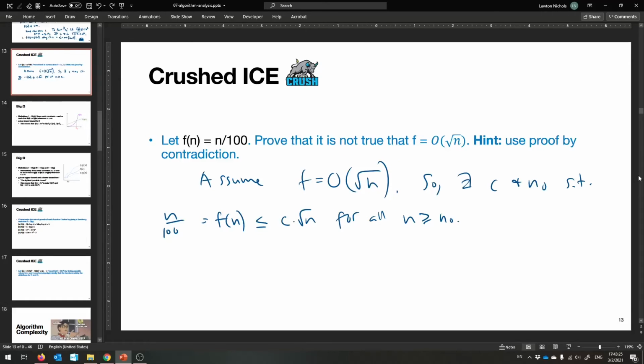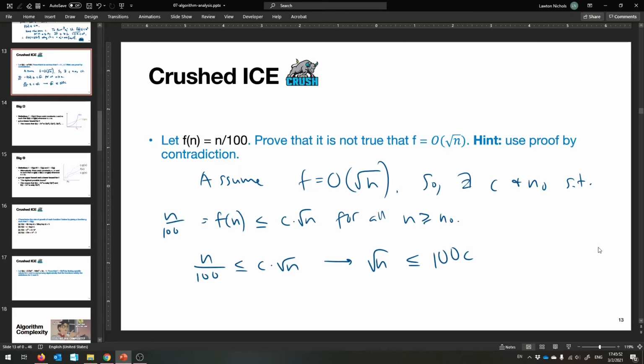Okay, so here we go. N over 100, and we need to find values where this is not true. C square root of n. How can we do that? How in the world are we going to do that? Well, let's try and get the n's on the same side. If we divide by n and then multiply by 100, this can be turned into n over square root of n, and n to the 1 over n to the 1/2 is square root of n. All right, and then that's less than or equal to 100c.